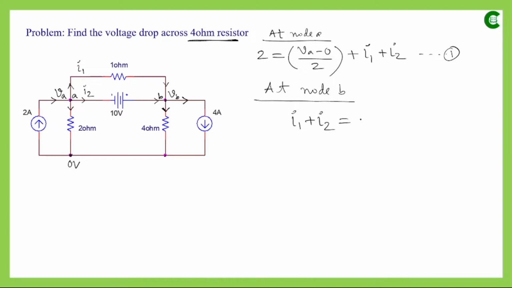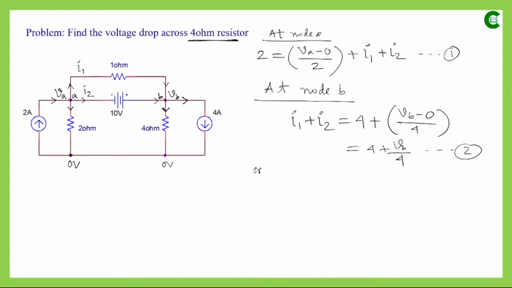The current value is already given in the circuit, which is 4, and for this 4 ohm resistor the current will be VB minus 0, because the potential of this node is also 0 volts. These 2 nodes are the same reference node. So VB minus 0 divided by 4, that means 4 plus VB by 4. So we can easily see that I1 plus I2 is basically VB by 4 plus 4. This is our second equation, but we can replace this value in our first equation.